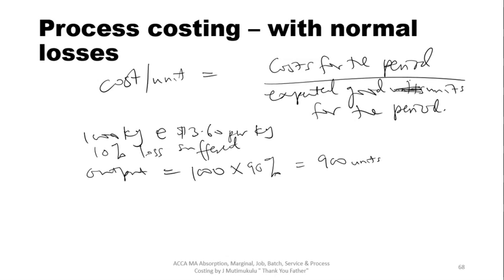Okay, so in this case, the cost per unit, according to our formula, should be based on our good units of 900.